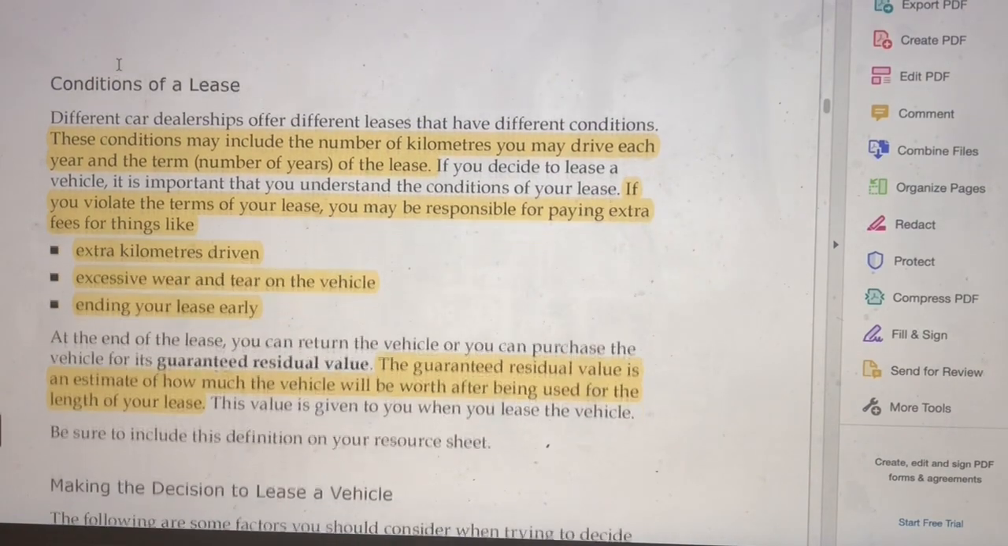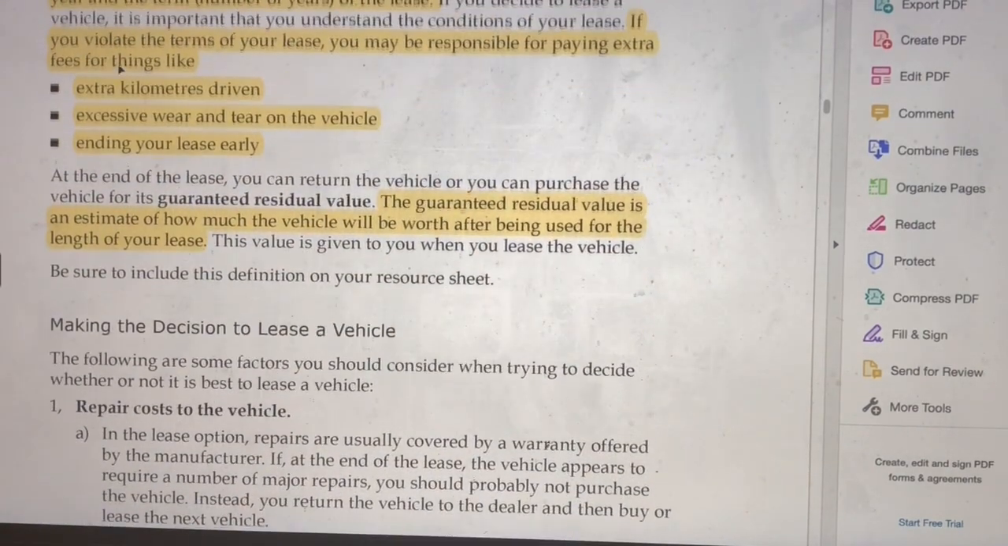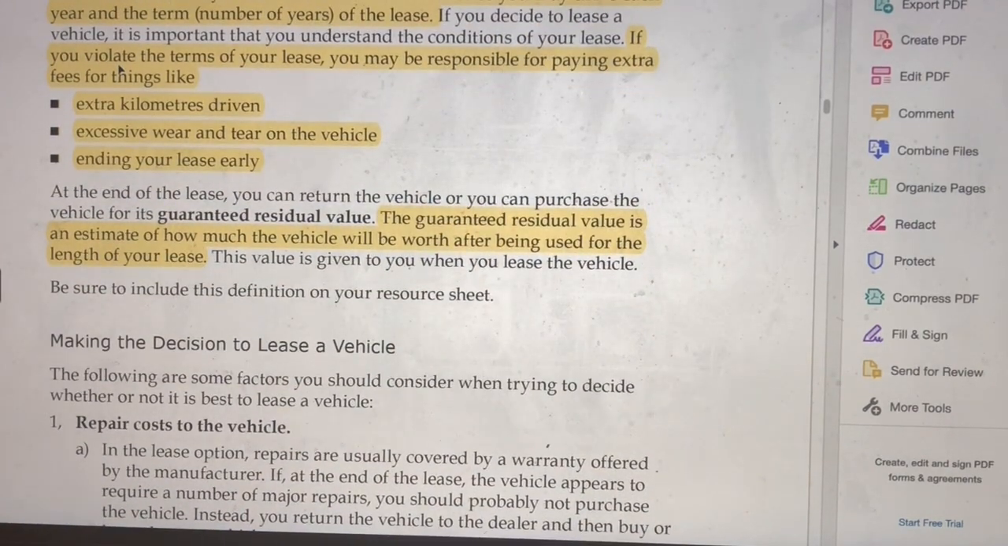Okay. Conditions of a lease. These are the things that are typically in a contract that you really need to understand. General conditions. Some conditions may include the number of kilometers you may drive each year and the term, the number of years of the lease. So we talked about number one. The number of years or months that you might be holding a lease, and also, they might negotiate the number of kilometers you drive in that year.